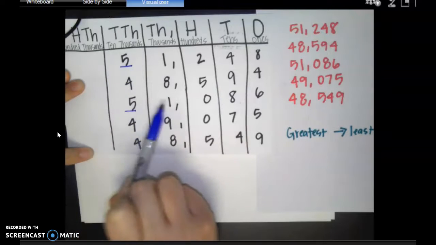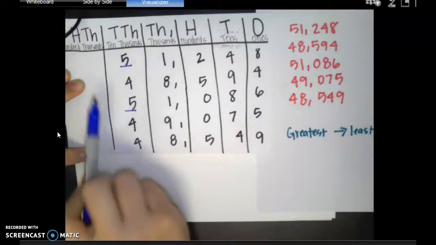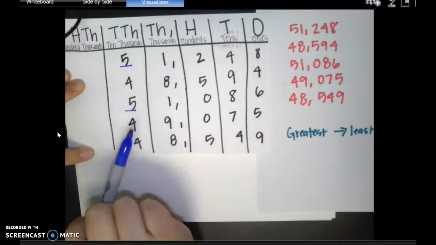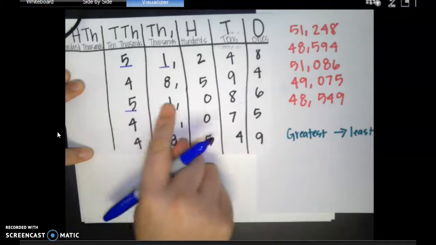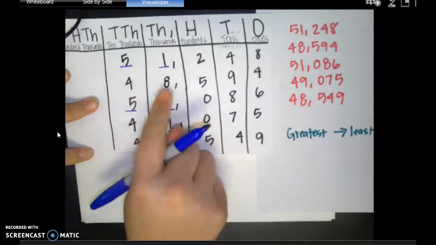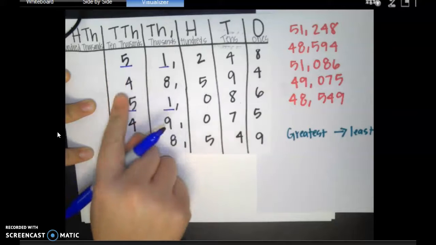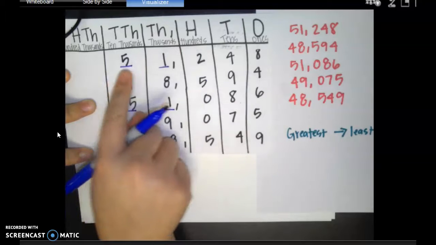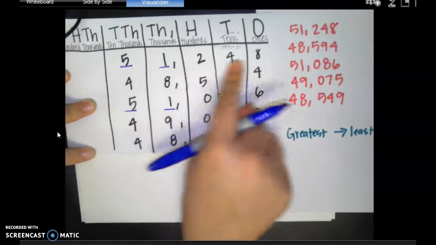So I'm going to move on in this number, 51,000. The 1, I'm going to stay with this number all the way across. Even though 8 is bigger than 1, 4 is not bigger than 5. 48,000 is not going to be bigger than 51,000. 51,000, I'm going to stay all the way across.